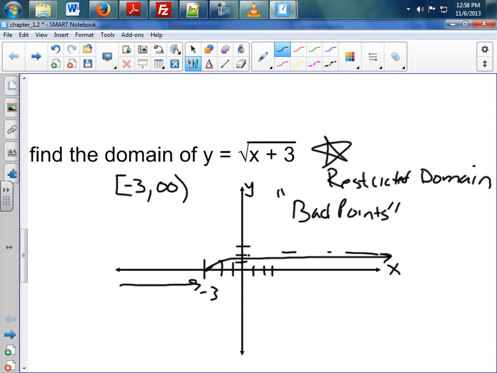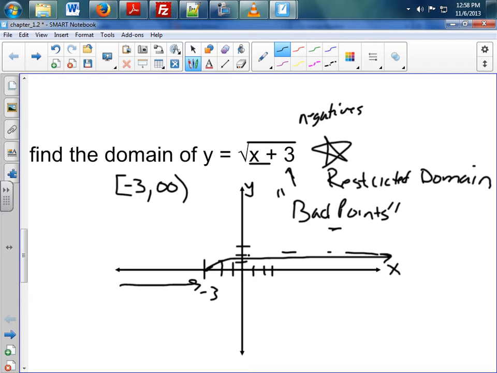Now that we're done graphically, I'm going to show you how I do these when I don't want to graph them, because I don't want to graph every one of these. It takes a long time. So I know with radicals, the bad points are negatives. Those are my bad points. So I don't want any negatives.